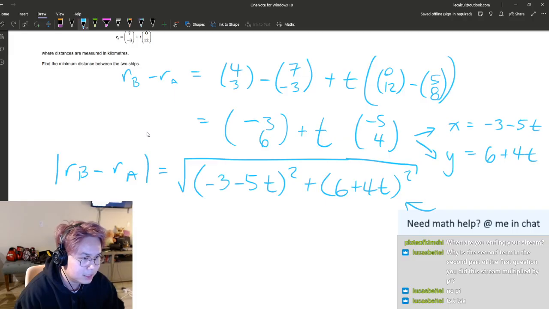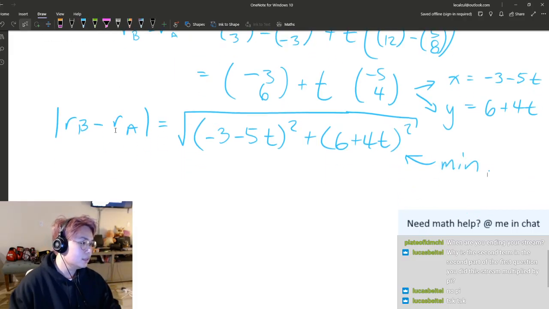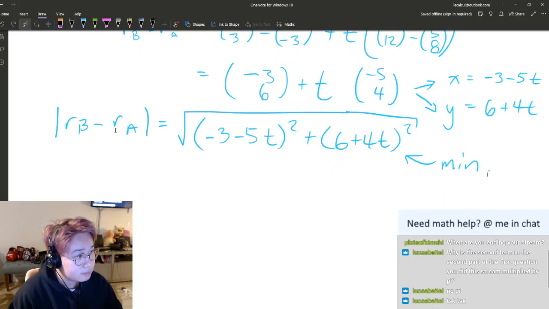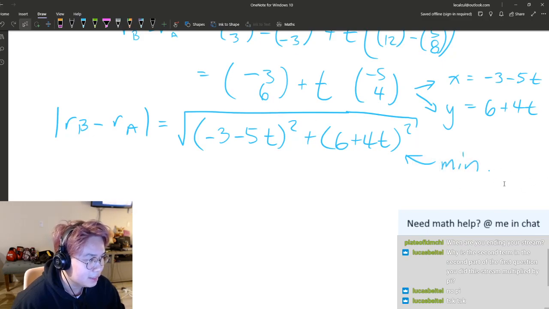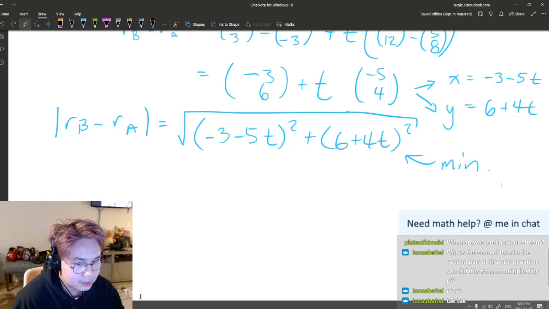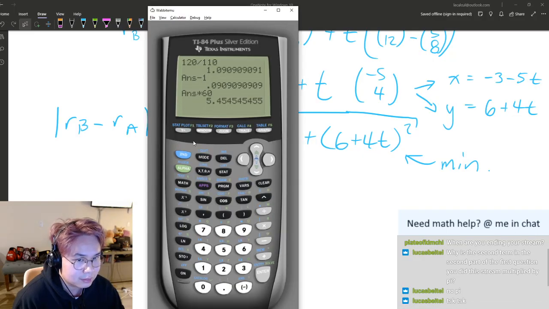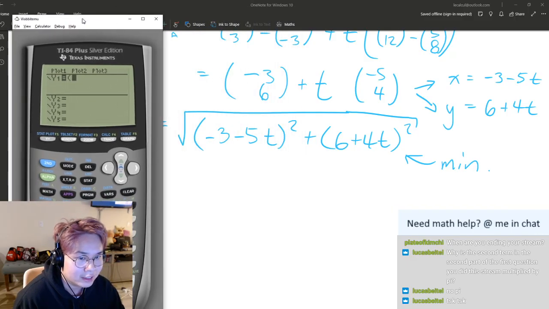Then we want to minimize. And a calculus student's knee-jerk instinct when they see the word minimize is to take the derivative, find the critical point, and go through the first derivative test. But this is a paper 2 and we have a calculator, so I'm just going to graph this and find the minimum value.